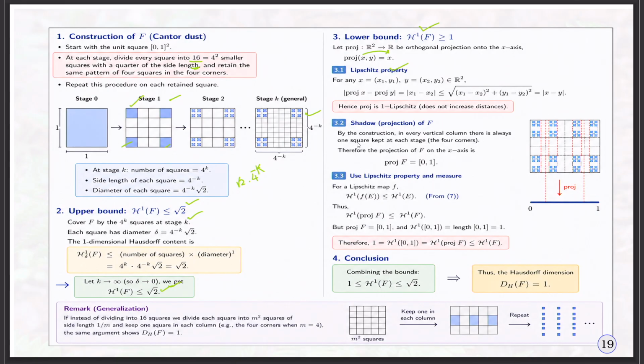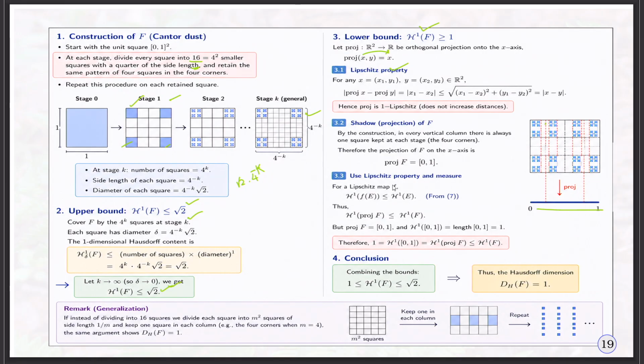Now, by the construction, in every vertical column there is always one square kept at each stage, in the 4 corners. Therefore, the projection of F on the x axis is the closed interval [0, 1]. If you project this set onto the x axis, it is the closed interval [0, 1].